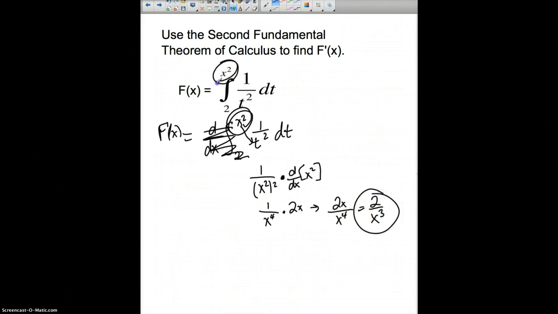So whenever you have anything as your upper limit other than plain old x, then you've got to multiply by the derivative of that other than x.